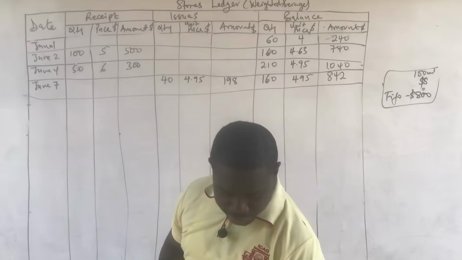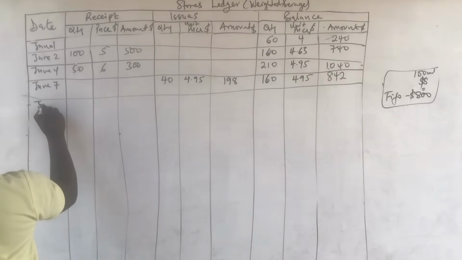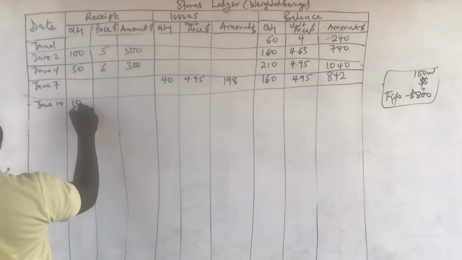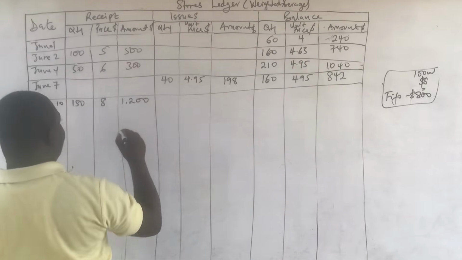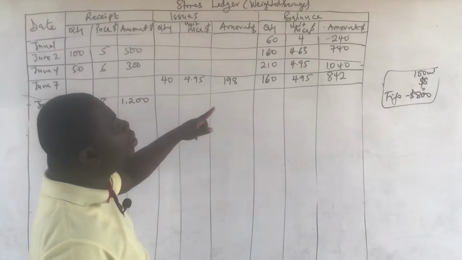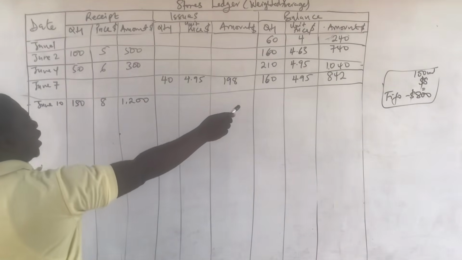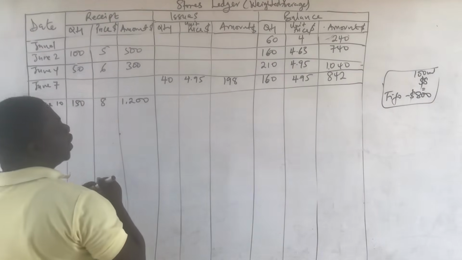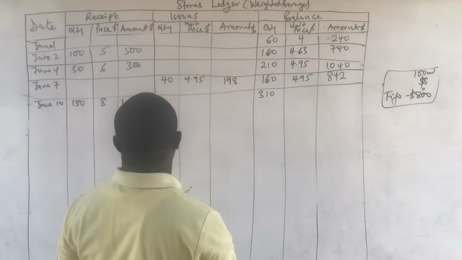So we move on to the next one. June 10th is another receipt of 150 units at $8. So June 10th, 150 units, $8. When we multiply, we have $1,200. Then we move to the balance. When we get to the balance, you know what we do already. Add the 160 to 150. It gives us 310 units.